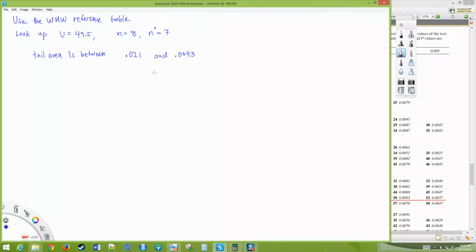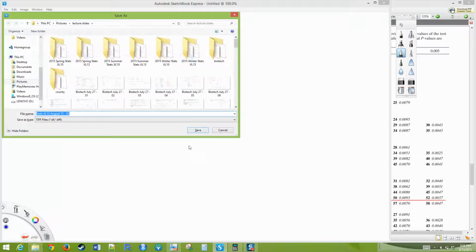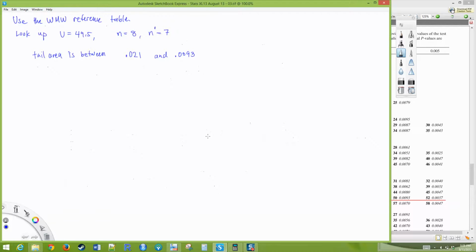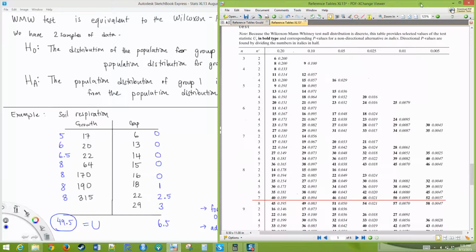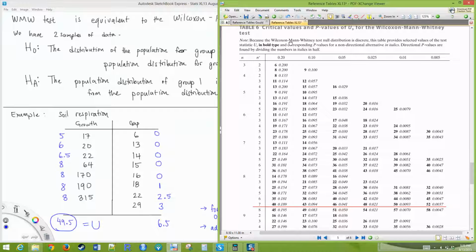Okay, so anyway, my tail area is between 0.021 and 0.0093. Now, when we started this, I said we could have two possible alternatives. Do we want the directional one or the non-directional one? If it was non-directional, we would just take this value and say, okay, that's my p-value. Actually, this gives an explanation here, and it says the corresponding p-values are for a non-directional alternative. Directional p-values are found by dividing the number in italics in half. So that's what we do.